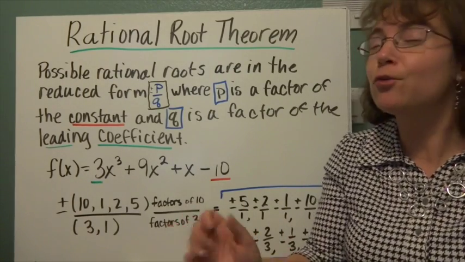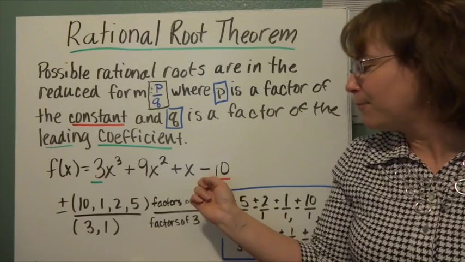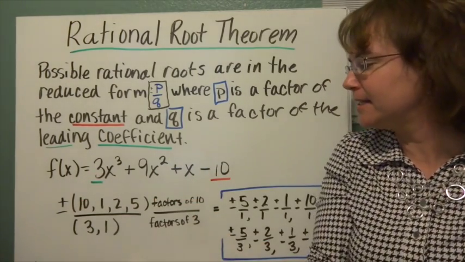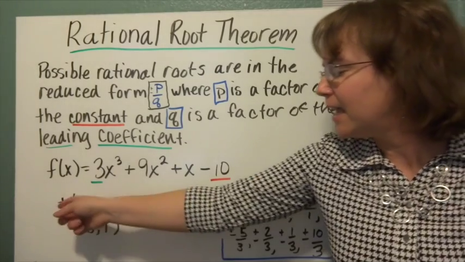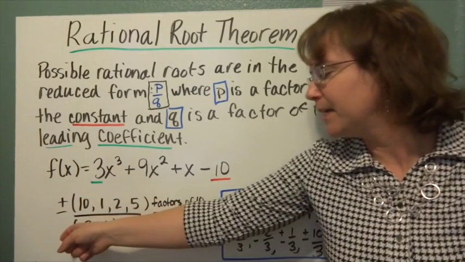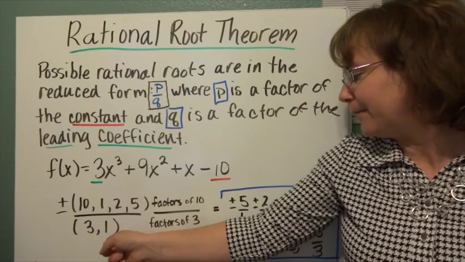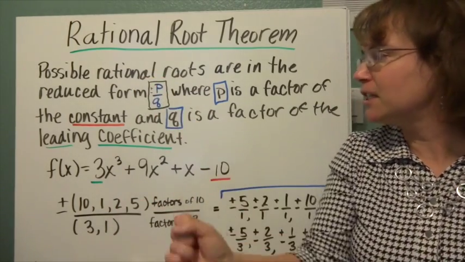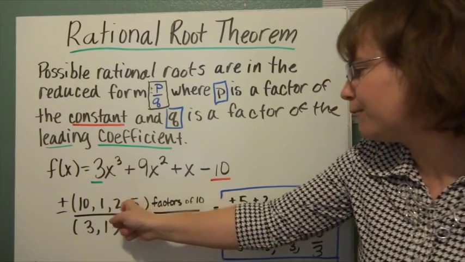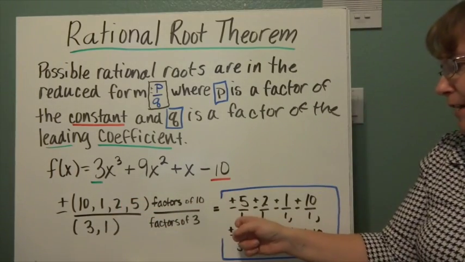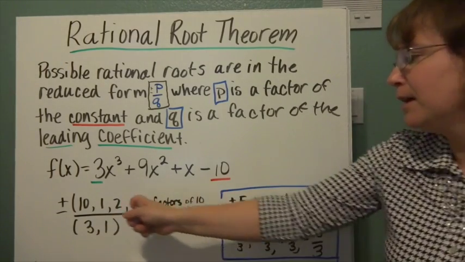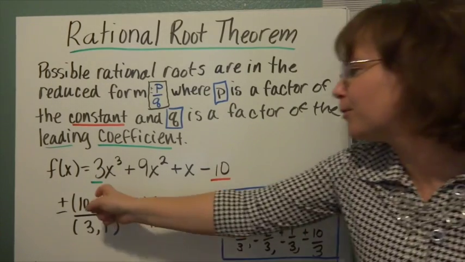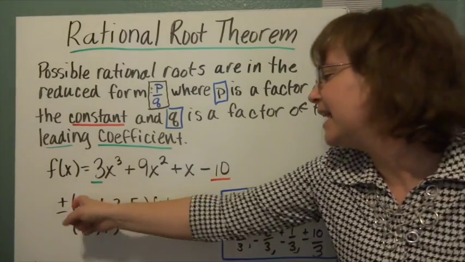I can't have any other rational roots except for the factors of 10 over the factors of 3, and it's plus and minus. So to get those, I have all of the factors of 10 listed up here and all of the factors of 3. And I can just go through them, making this fraction, this p over q. So plus and minus 5 over 1 is a possible rational root. Plus and minus 2 over 1, plus or minus 1 over 1, plus or minus 10 over 1.